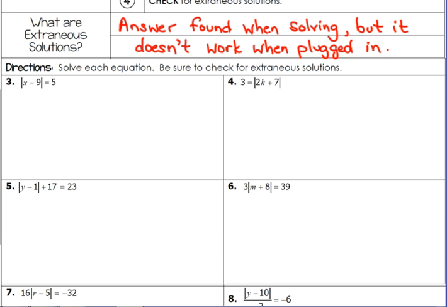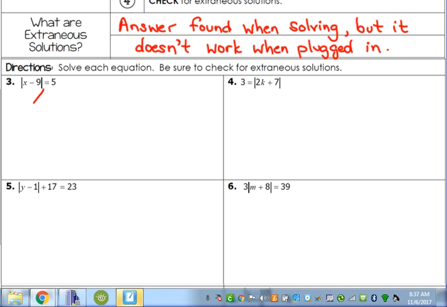Okay, so let's solve a few of these. They really are easy. You've just got to remember that you always have to set up two cases. So if we've got the absolute value of x minus 9 is equal to 5, we need to isolate the absolute value expression. Well, it is isolated. There's nothing in front of it. There's nothing outside those absolute value bars, so we can split it into our two cases.